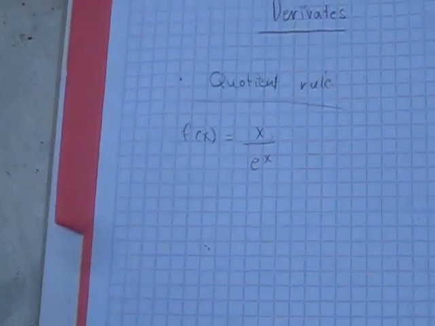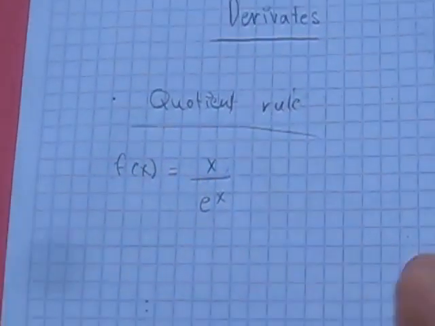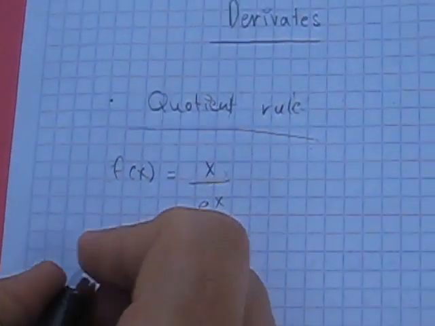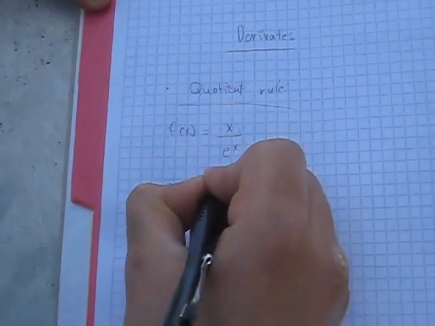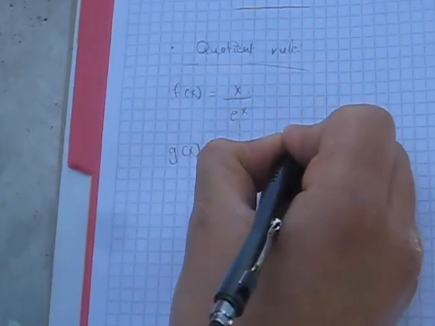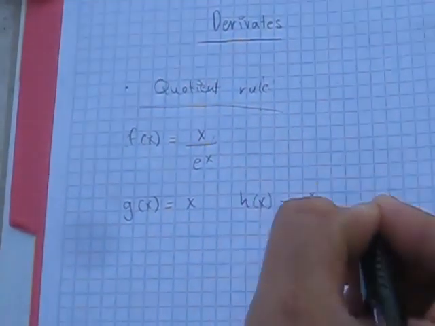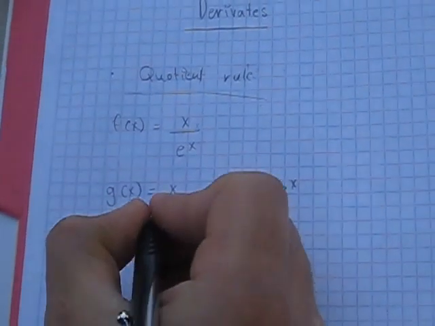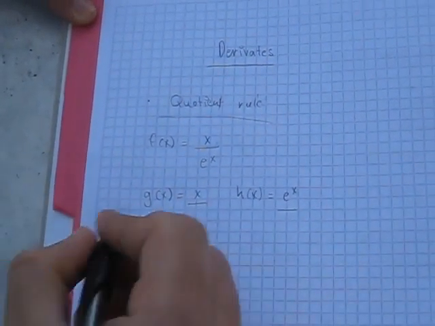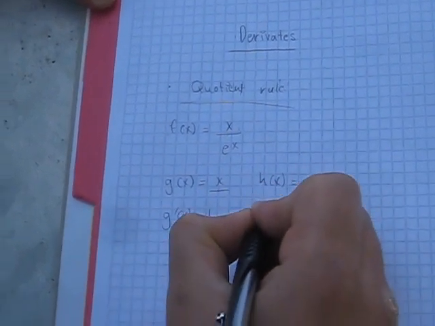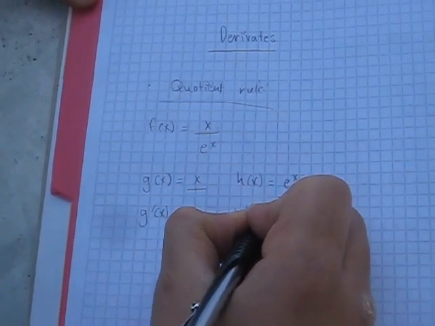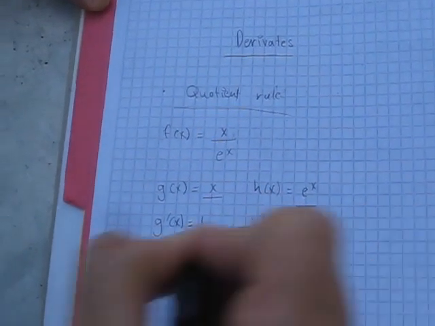Okay, now we need to identify the following functions in order to make things much more simple. So we'll call this g of x is equal to x, and h of x is equal to e to the x. And now we're going to find the derivative of each function individually. g prime of x is 1, and h prime of x is e to the power of x.